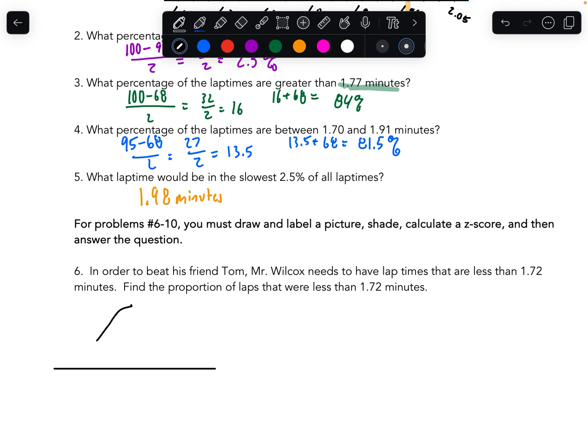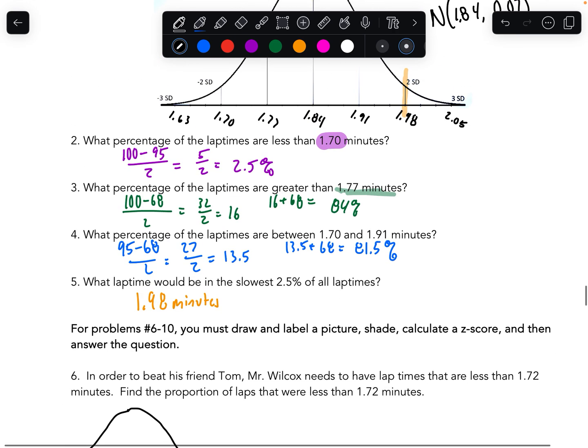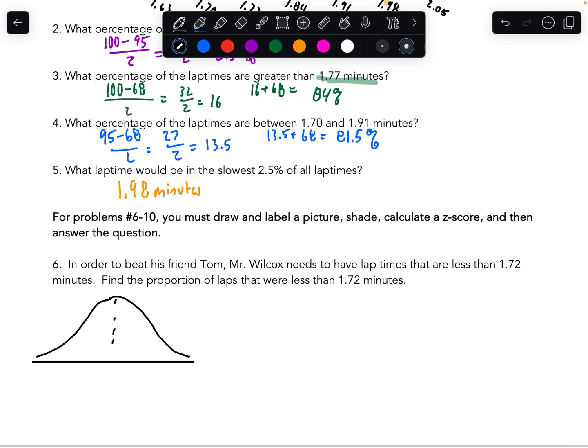I guess the previous rounds, 1 through 5, were from 2-4, if I misspoke earlier. Same mean, same standard deviation, 1.84. So Mr. Wilcox needs to have lap times that are less than 1.72 minutes. Find the proportion that are there.